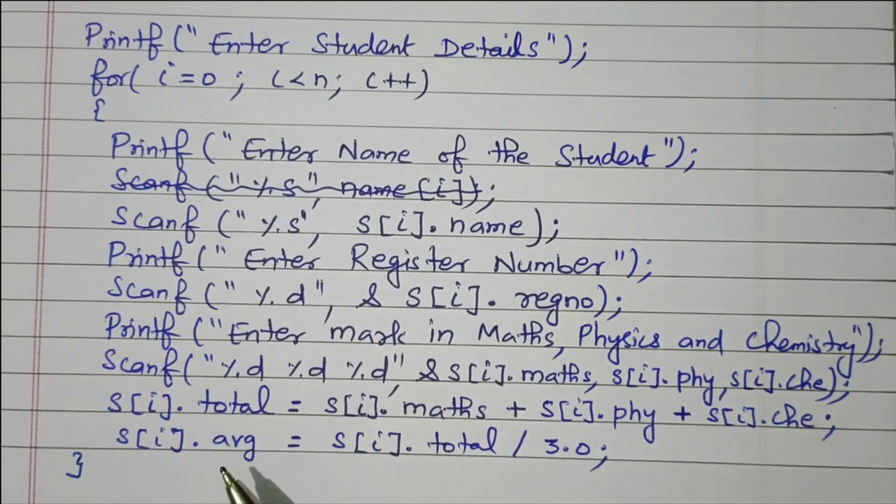The corresponding data are stored in s of 0, s of 1, s of 2, s of 3, s of 4. Like that it will store. Now, for example, n equal to 5 means we got the 5 student details, and for all 5 students we calculated the total and average also. Now we can display the details of the students.